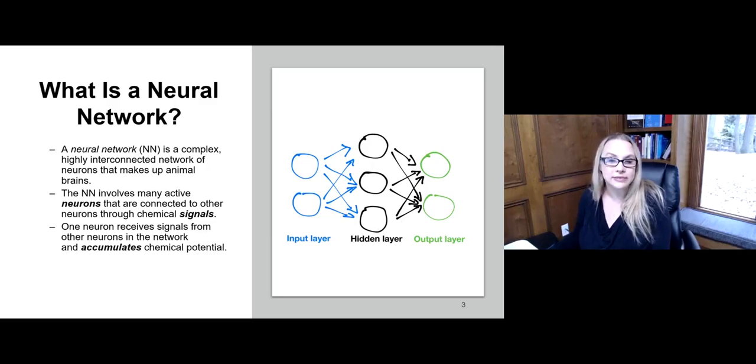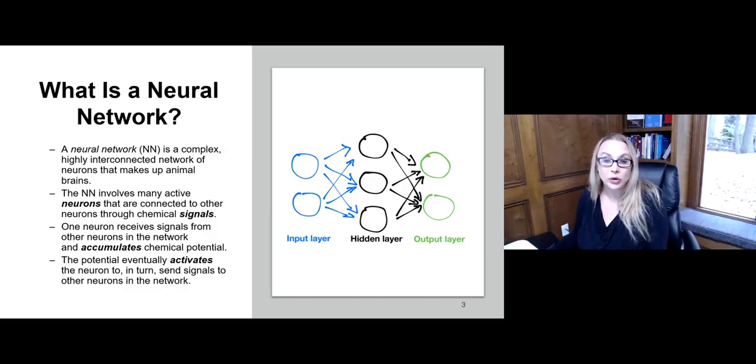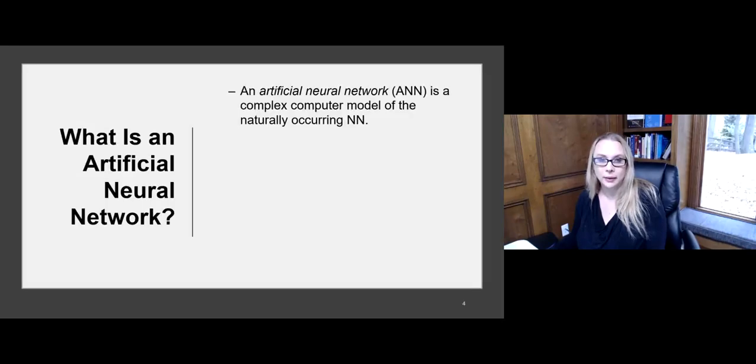Once a neuron receives a chemical signal from the other neuron in the network, it then will accumulate a chemical potential. That potential will eventually activate the neuron, which will then in turn send the signal to the other neurons in the network. So if you look at this diagram, what we see here is that we have an input layer, which in our case will be our X variables. And then we have a hidden layer, and then we have our output layer of what we're trying to predict.